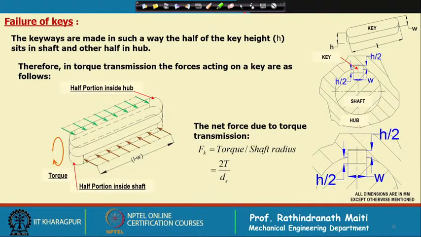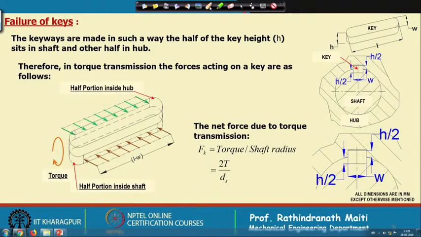Now, the keyways are made in such a way that half of the key height, that edge, will sit in the shaft and the other half in the hub. Then this is quite interesting.